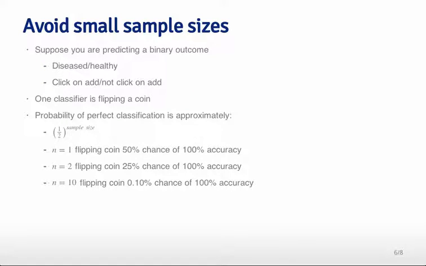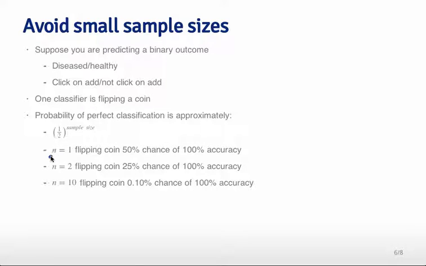You could always just flip a coin and say they'll be diseased if the coin is heads and not diseased if the coin comes up tails. And so the probability of a perfect classification using this really silly algorithm is 1/2 raised to the sample size. In other words, half the time you'll be right just by chance by flipping the coin. Suppose each prediction is independent, then each time you flip a coin, you multiply by 1/2.